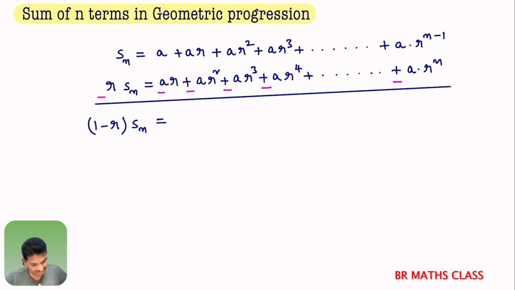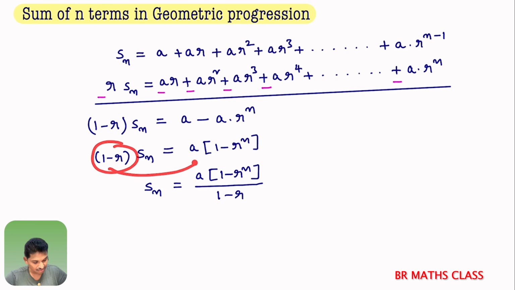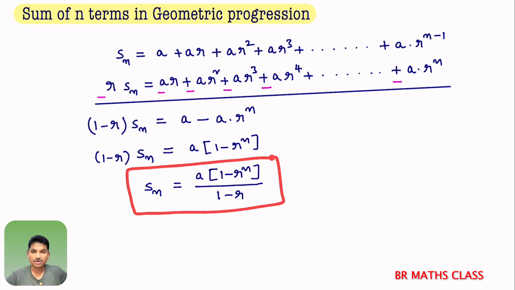So, in right hand side part, what you will get? You will get a minus a into r power n. In the right hand side part, you take a common. Then what you will get? 1 minus r power n. Right? From this, what is Sn? You will get Sn as a into 1 minus r power n divided by 1 minus r. You take this 1 minus r to the right hand side part. Okay. Now, I got the formula for sum of n terms in geometric progression.